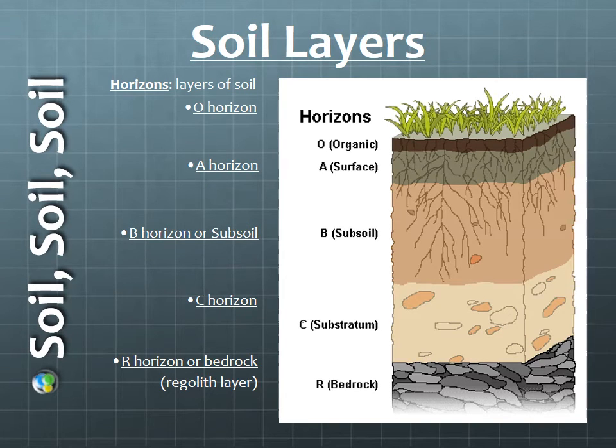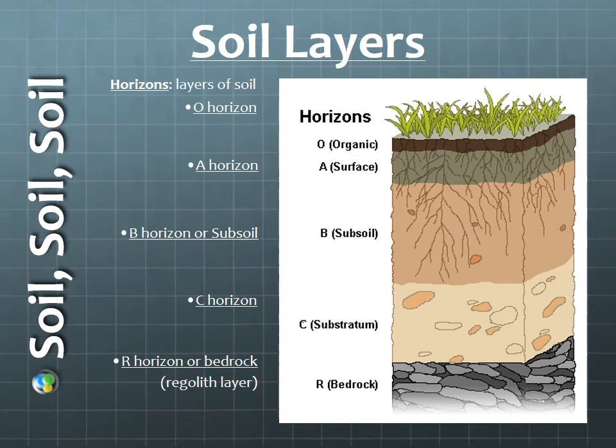Okay, not only have we learned about soil particles, but we're going to learn about soil layers. And in Science 4, you learned there were three basic layers of soil. We had topsoil, subsoil, and bedrock. But in this lesson, you're going to learn that there are 5 different layers of soil. The first one is called the O horizon.